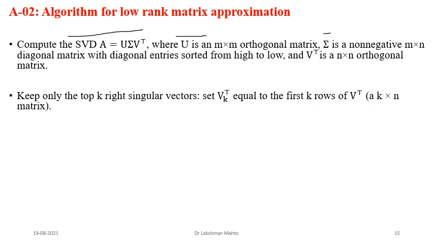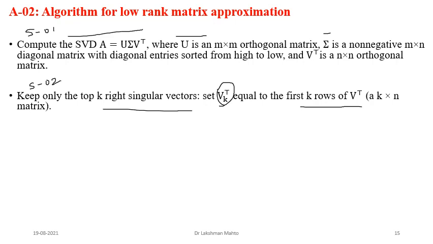And keep only what we have to do in the next step. This one is step one. In the next step, we have to keep only k right singular vectors, and taking the right singular vectors defines the matrix V. In the multiplication on the right hand side we observe V transpose. So we will get Vk transpose, which is equal to the first k rows of V transpose. Okay, this is the step.